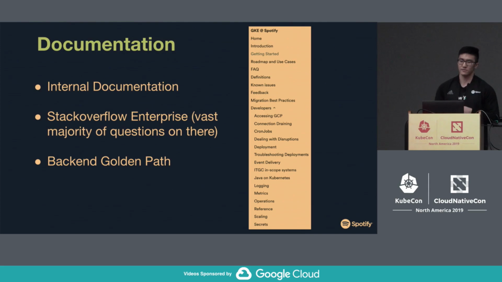The next aspect is around documentation, everyone's favorite, which has become our favorite as well. We wrote an extensive amount of internal documentation, and these are always a work in progress. You're always iterating on them, and our FAQs, we put onto Stack Overflow Enterprise, our internal Stack Overflow Enterprise, in the form of questions, and we also had to update that backend Golden Path tutorial that I mentioned to deploy to Kubernetes by default.